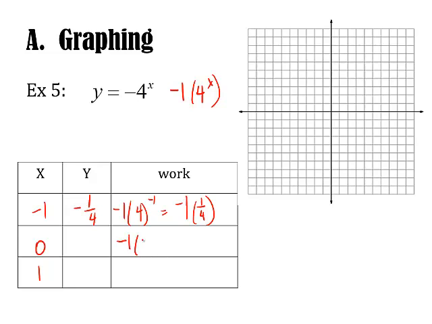0, negative 1 times 4 to the 0 power. Well, that becomes negative 1 times 1. That's negative 1. Negative 1 times 4 to the first power makes it negative 4. All right, so negative 1, negative 1/4. The 0 is at negative 1, and at 1 it's at negative 4.